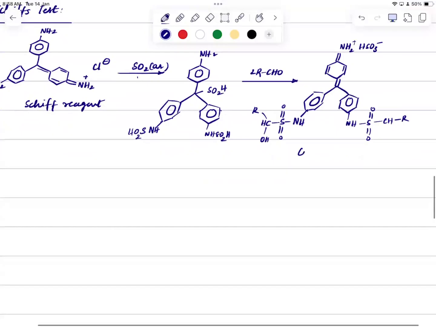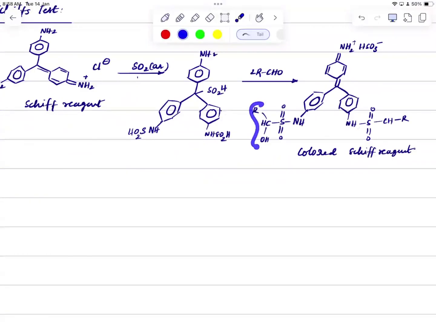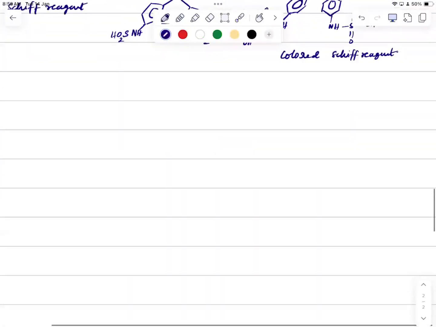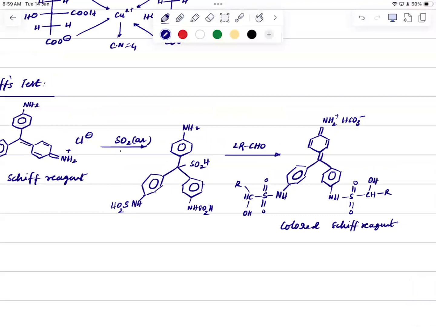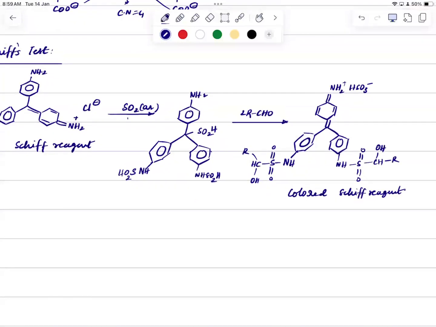So this is called the colored Schiff reagent. And this color is exclusively observed only when there is an aldehyde getting added here. So whenever there is an aldehyde getting added here, so CHOH here, this is what you will notice. Okay. And this will get further oxidized, again get back into acid form, just like the other cases. This one also is going to get converted into an acid case. Okay.